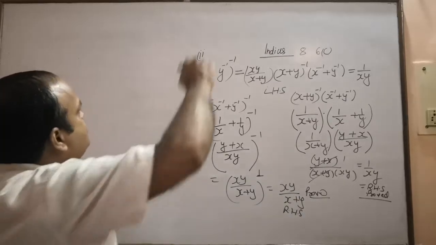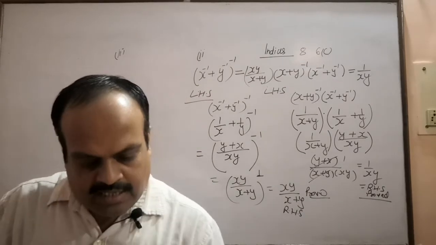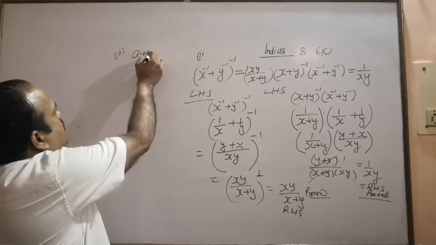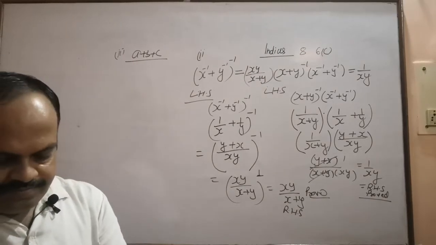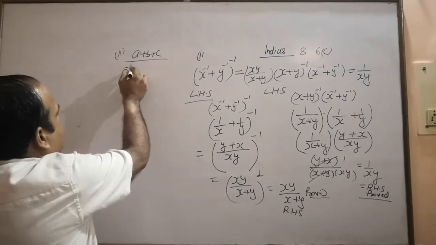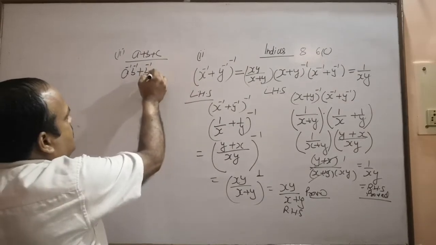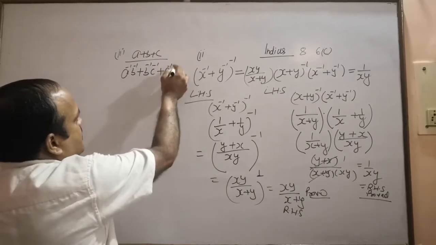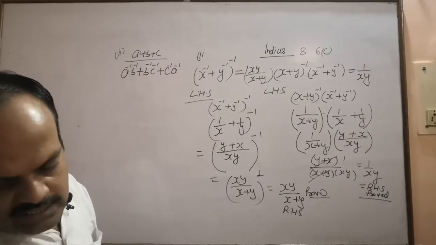Third one. What we have? (A plus B plus C) upon (A plus B plus C) upon (A to the power minus 1 into B to the power minus 1 plus B to the power minus 1 into C to the power minus 1 plus C to the power minus 1 into A to the power minus 1). We have to simplify this fraction to get the result ABC.